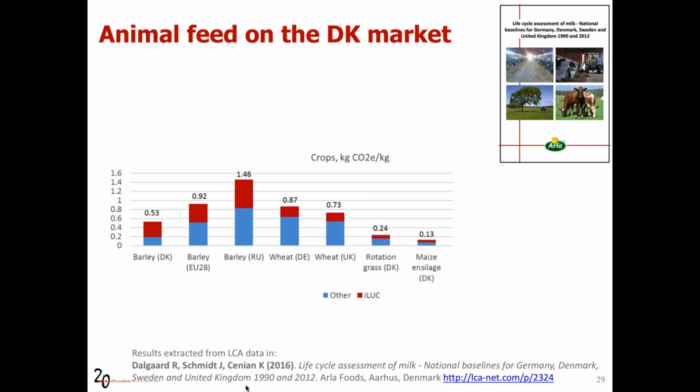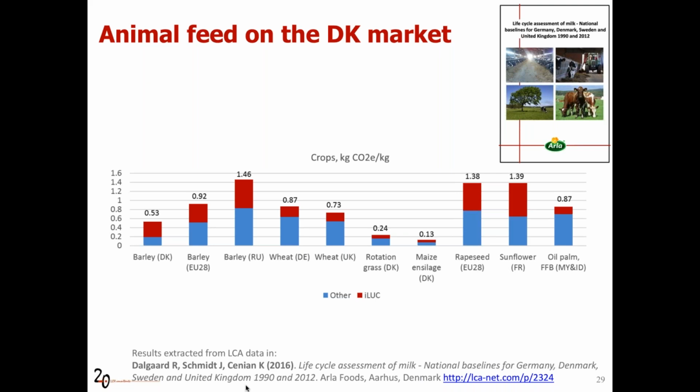A much lower result, instead, you can see for the rotation grass in Denmark and maize and silage production in Denmark. This is mostly because these two crops have a high water content, so the mass is relatively high per hectare. Since the results are expressed in kilogram of crop per kilogram of crop, you see a lower result in terms of land use change due to the high weight of the crop, due to the high water content.